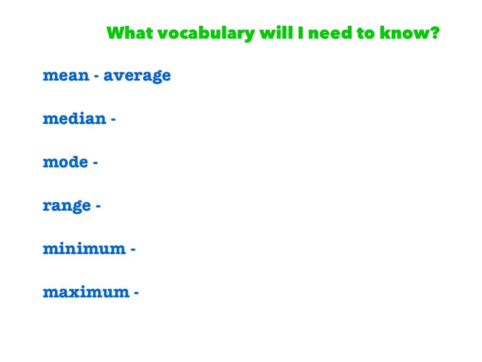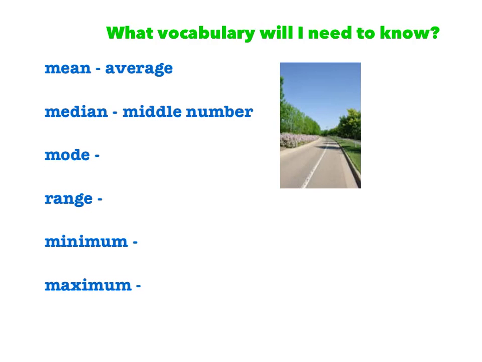First of all, the mean means the average. The median is the middle number. Try to remember median like you would a road that has a median that goes down the middle of the road. The middle is median, just like it is the middle of that road.